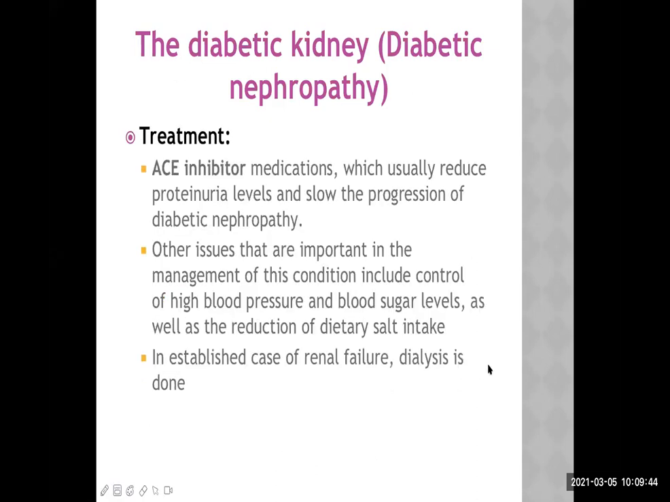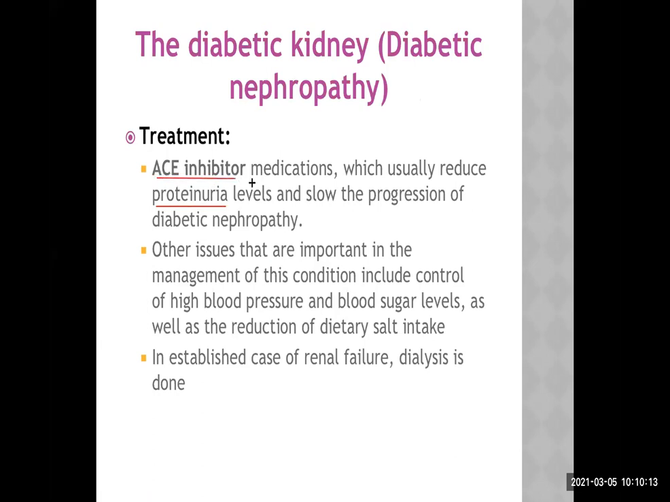Now, what is the treatment? What is the treatment of diabetic nephropathy? ACE inhibitors are the drug of choice. These ACE inhibitors have two important roles here. Number one, they decrease the blood pressure in the body, because hypertension is a very common point in case of diabetic nephropathy. And second, they decrease the proteinuria.